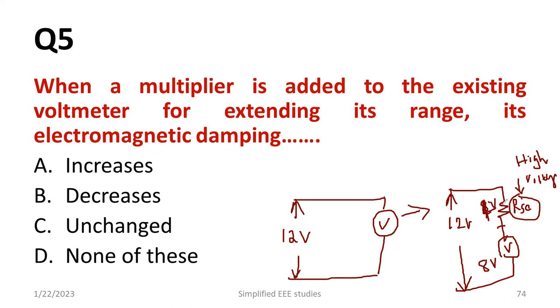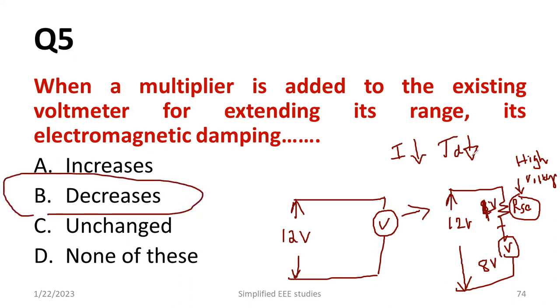Now, if I connect a resistance, definitely it reduces the value of total current. If the value of total current is reduced, that means the direct correlation with the torque you can make out. So if the current is reduced, obviously electromagnetic torque is also getting reduced. So we can say that electromagnetic damping will be reduced. Why? Because the deflecting torque value will be reduced as the current goes down. So we can go for option B. Option B is the correct answer for this question.